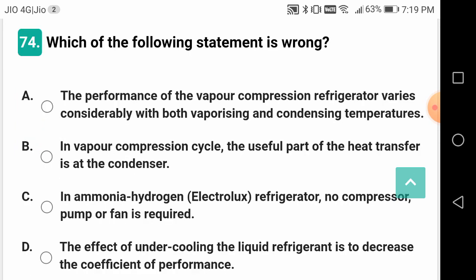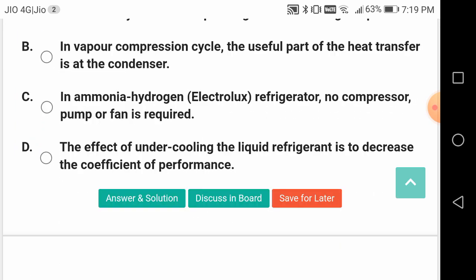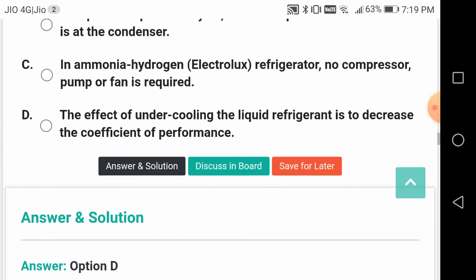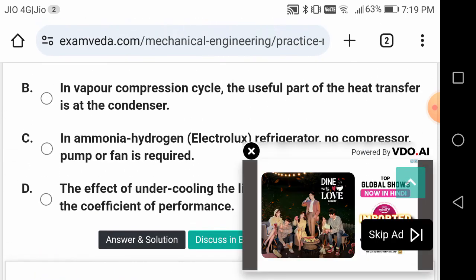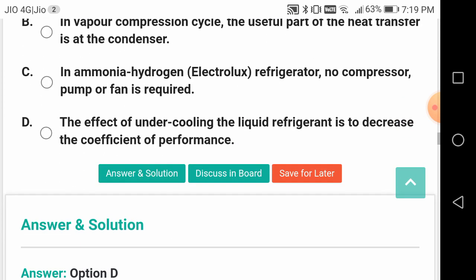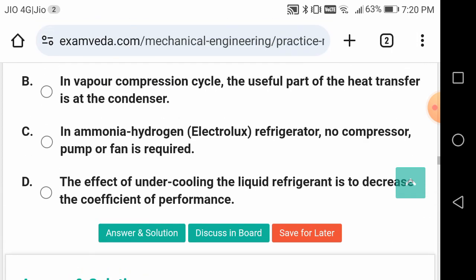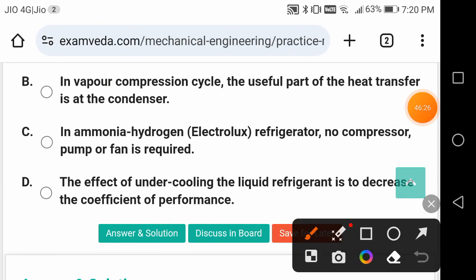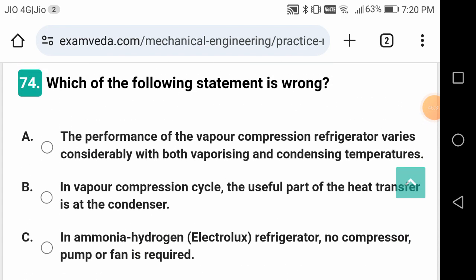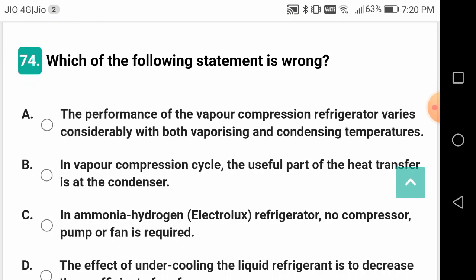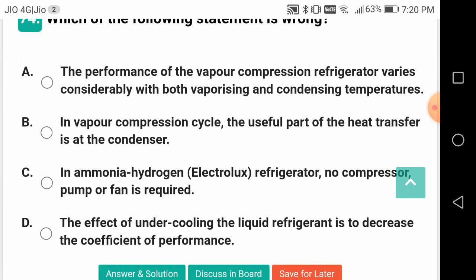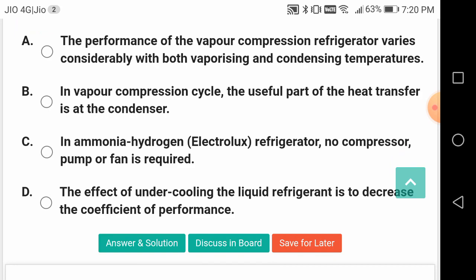Which of the following statements is wrong? Let us see which of the following is wrong. The effect of undercooling of liquid refrigerant is to decrease the coefficient of performance. This is the wrong one. All others are right. Performance of a vapor compression refrigerator varies considerably with both vaporizing and condensing temperatures, that means evaporator temperature and condensing temperature, that is T1 and T2 respectively. In the vapor compression cycle, the useful part of the heat transfer is at the condenser.